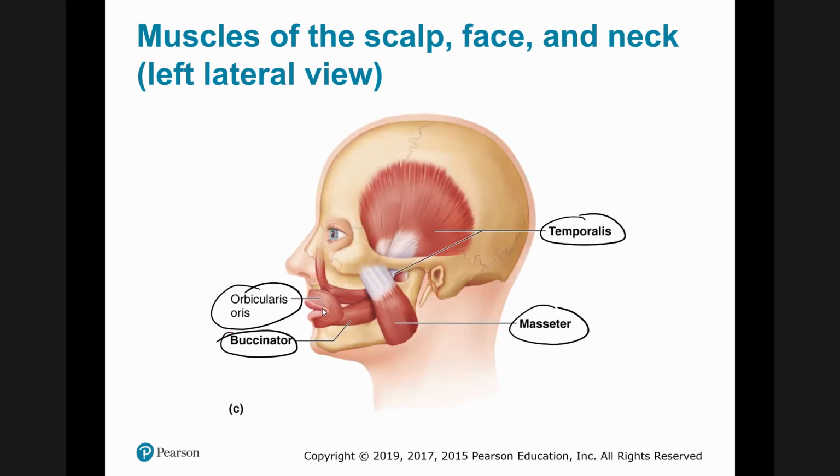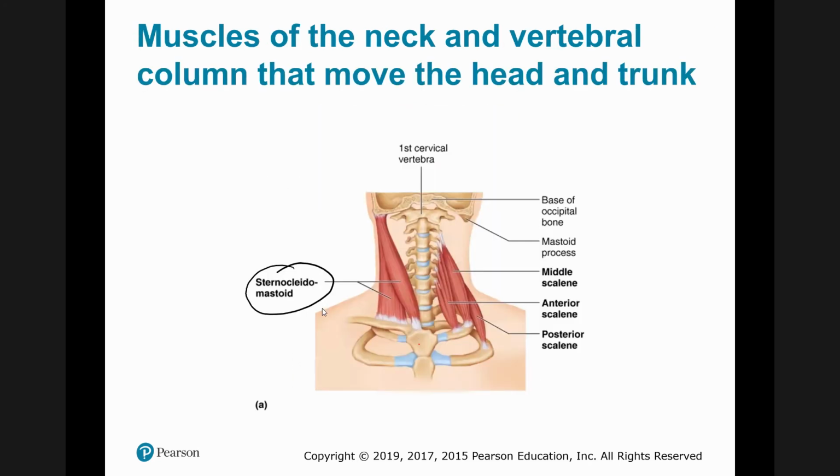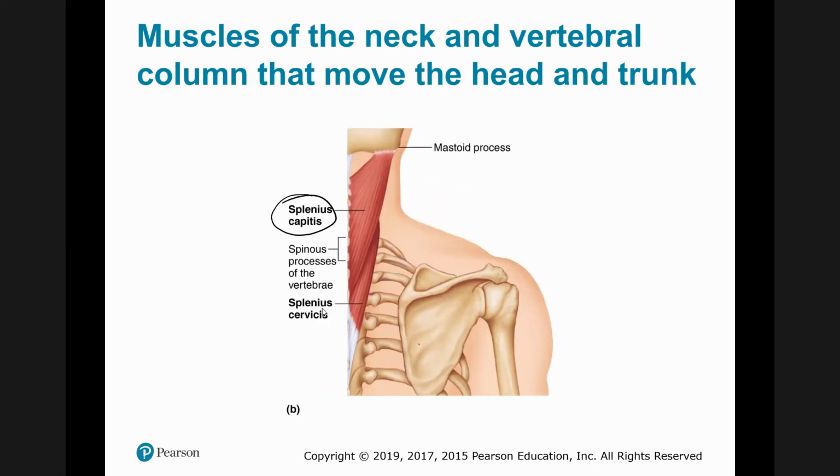Okay, so again, this is a lateral view. Temporalis, masseter, orbicularis oris, and buccinator. Buccinator runs underneath the masseter. This is again telling you different things, sternocleidomastoid. The other things which are not circled, you don't have to know. So this is sternocleidomastoid, two layers. Beneath the sternocleidomastoid, you have splenius capitis.